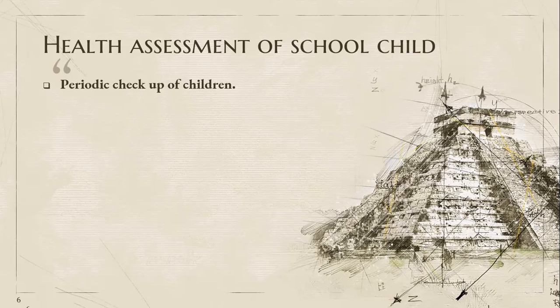Next, nutritional assessment. This includes assessment of food the child gets at home and the supplementary meals given in school. Whatever food the baby is getting from home and what extra meals the baby is getting from the school, that also you should ask.